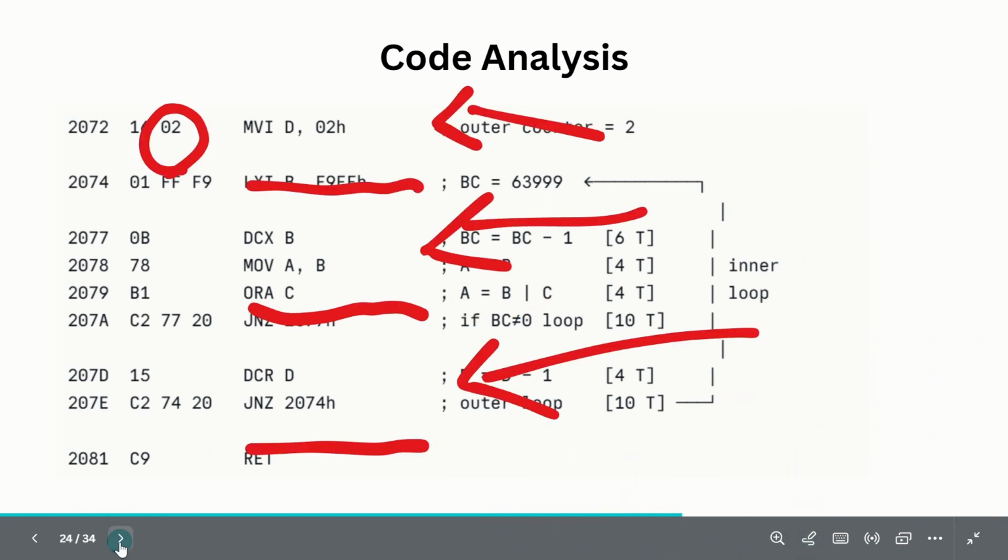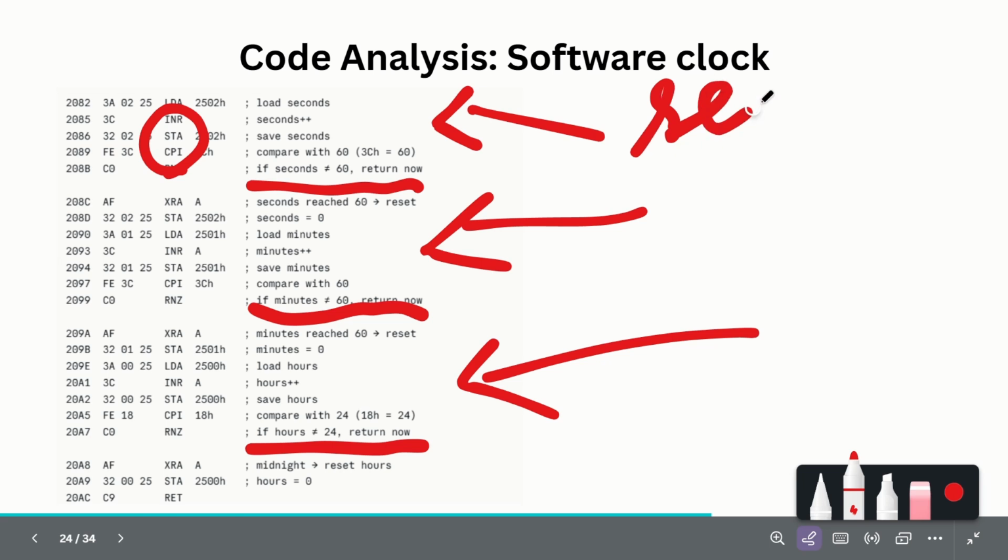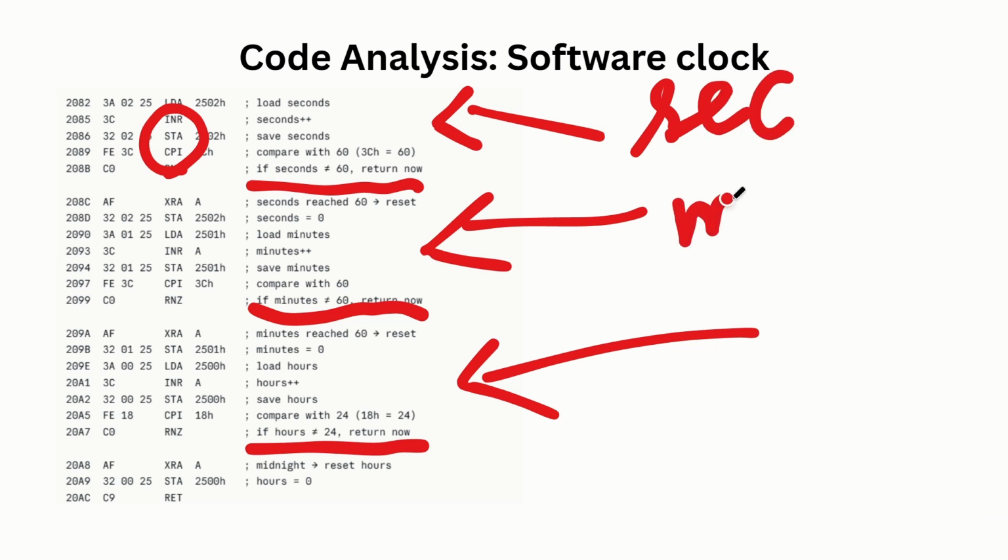And this is what sets the basis for the clock. So this is the code for the software clock. This is to increment the time. This part of the code, although necessary, is not really much different from the earlier sections of the code.